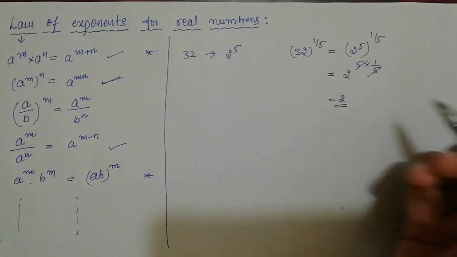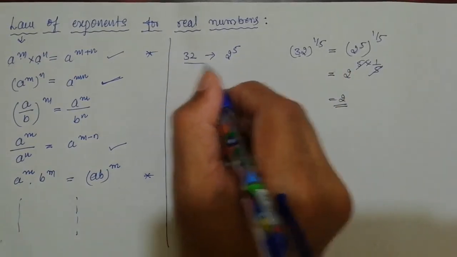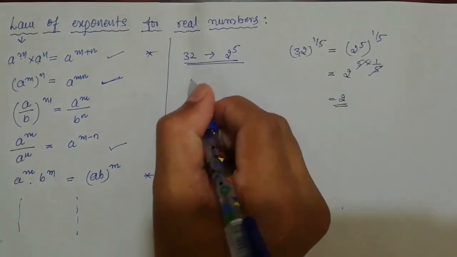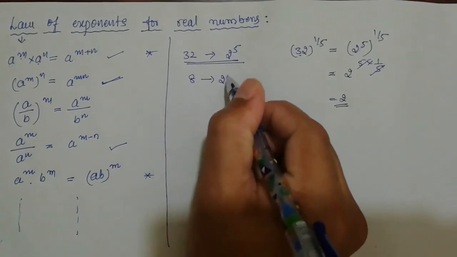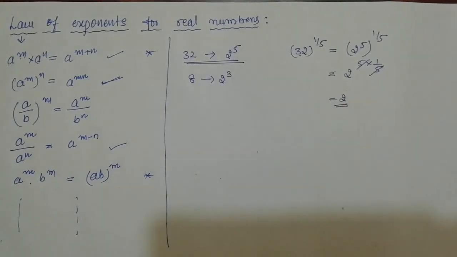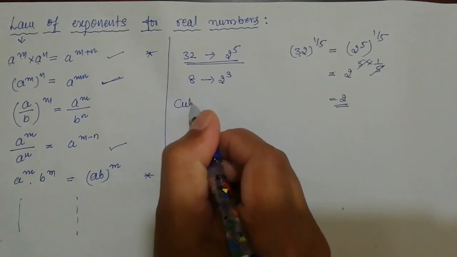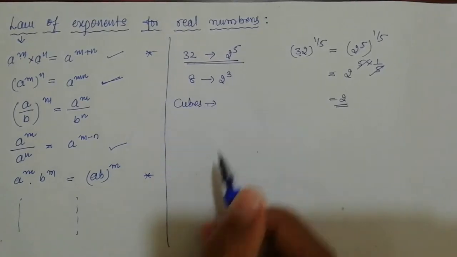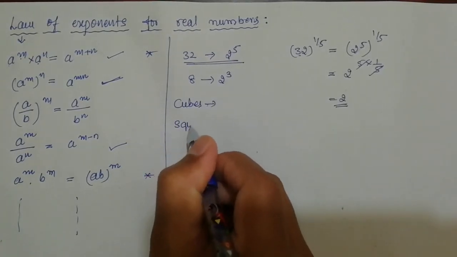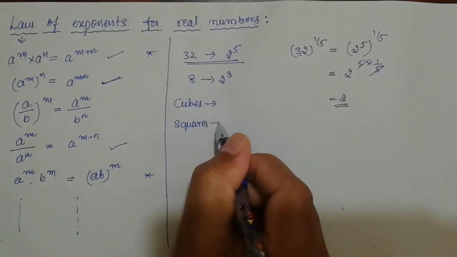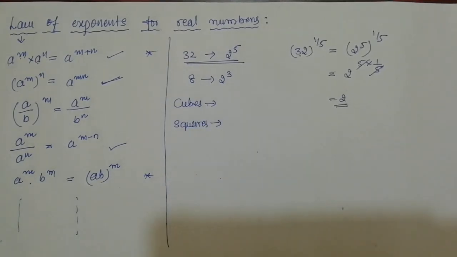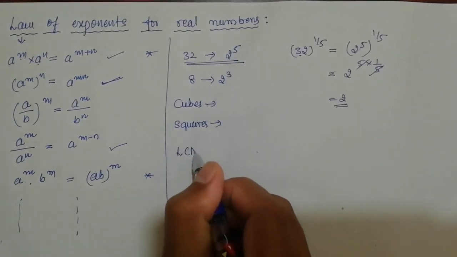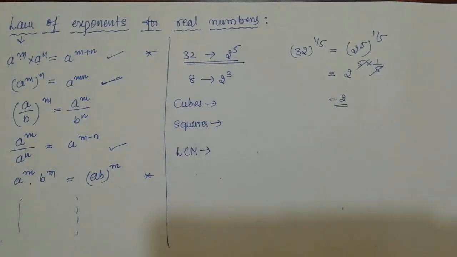Like this. So you must know how to express numbers like this. Suppose it is 8, remember it is actually 2 power 3. And you must know the cubes of natural numbers and squares of natural numbers. These seem to be very important for you. And also the concept of LCM will become very important for you.